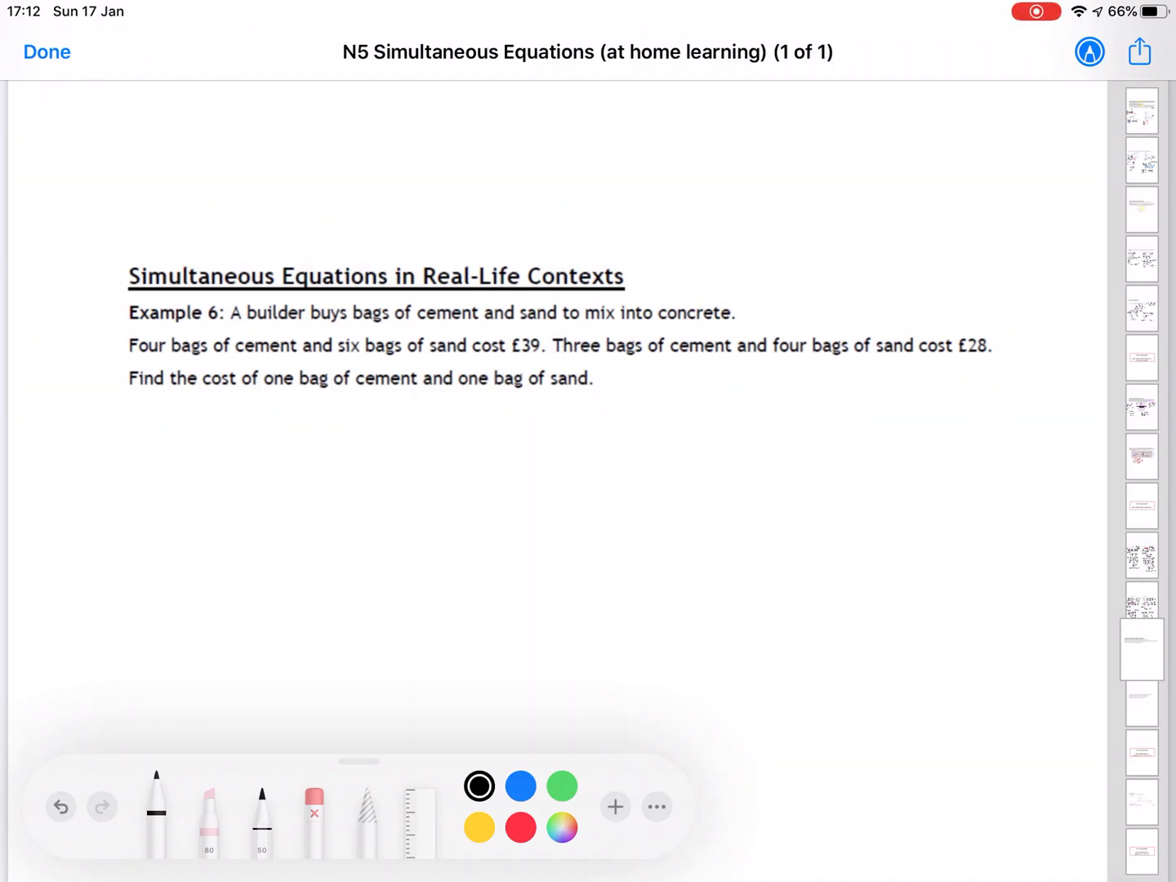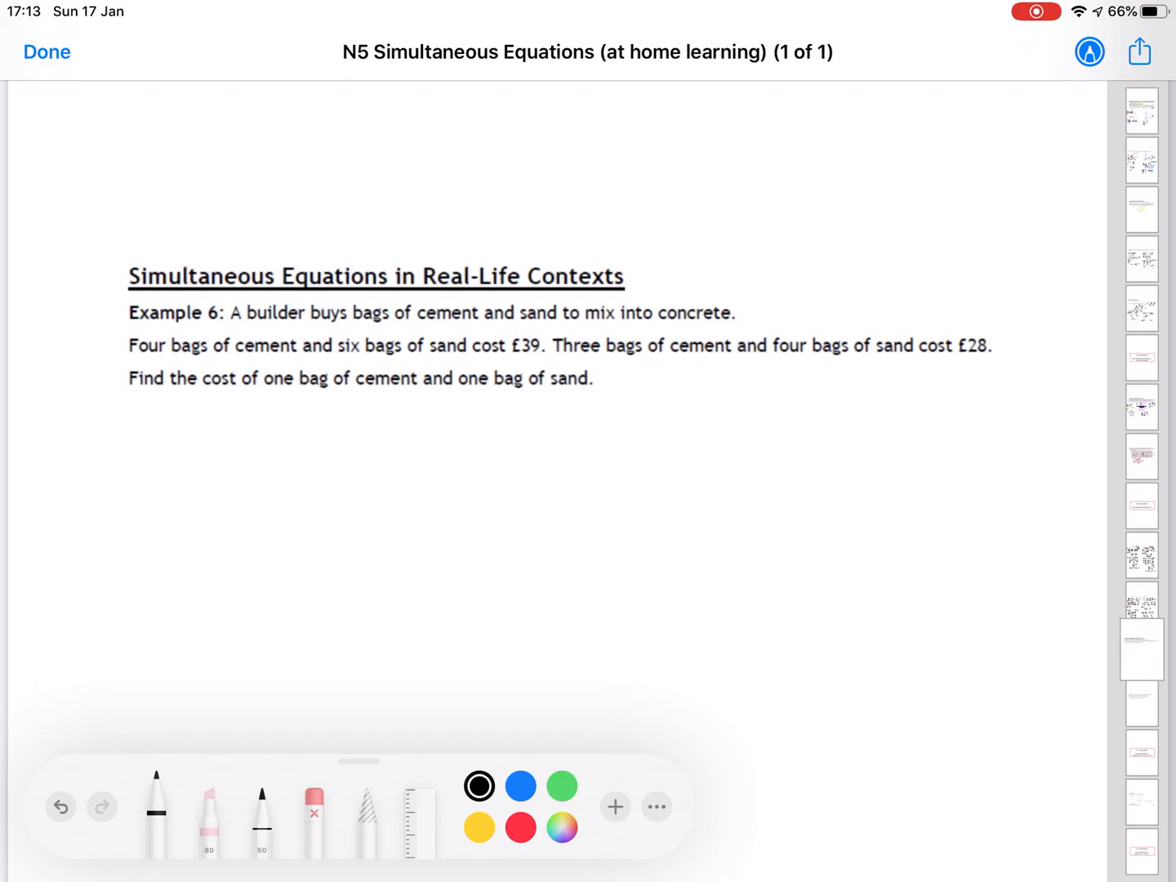Welcome to lesson 5 in our set of lessons on simultaneous equations. So in today's lesson, what we're going to be looking at is simultaneous equations in a real life context. Okay, so this will be situations where we have some unknown variables and we're going to have to represent the situation by writing out an equation, and then we're solving our simultaneous equations to find the values of our variables.